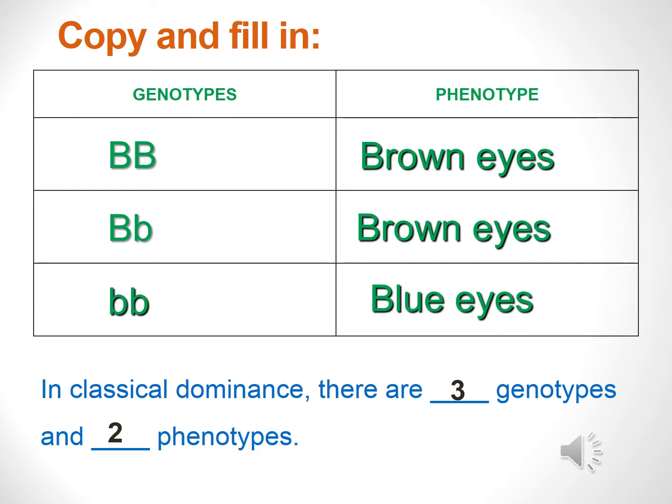In this chart, you can see that in classical dominance, when you have the homozygous dominant, the big B, you wind up with brown eyes. If you have the heterozygous big B, little b, you get brown eyes also. And the homozygous recessive is the only case where you would get blue eyes. So in classical dominance, there are three genotypes and two phenotypes, and that's what we've studied so far.